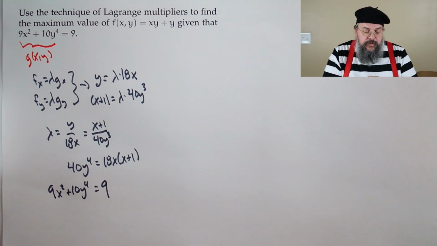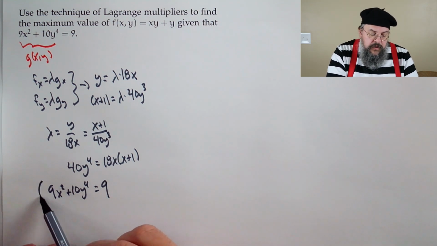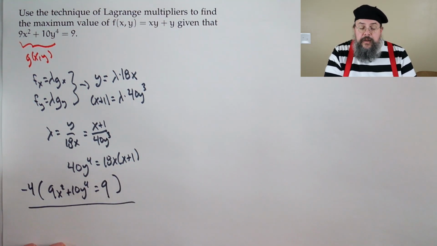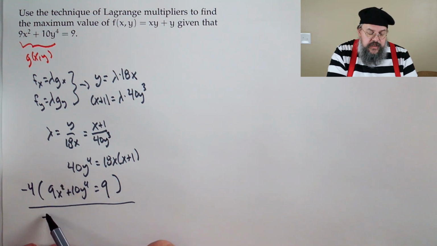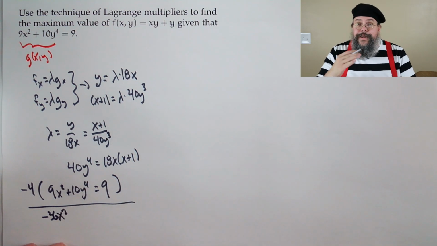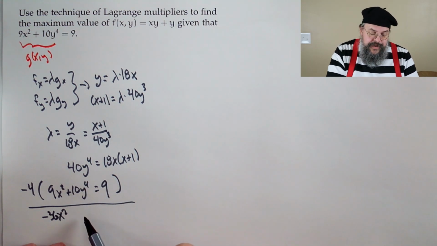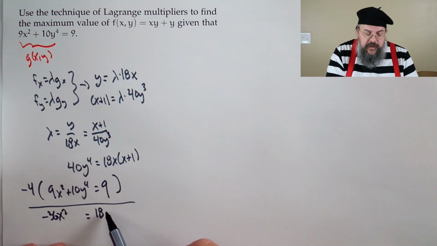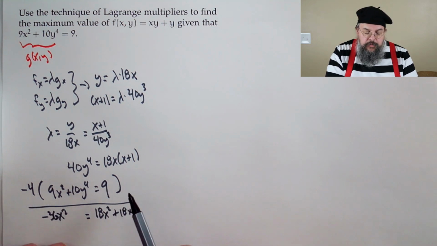So what can we do? Well, there's lots of things we can do. We can think of substitution, for instance. We can also do something like this. We can take this equation, say multiply, for example, by -4, and combine. You get minus 36x squared, 40y to the fourth minus 40y to the fourth, gone, equals, over here, 18x times x plus 1, which we can multiply out. That's 18x squared plus 18x, and minus 36.